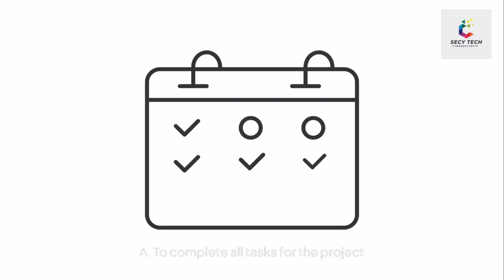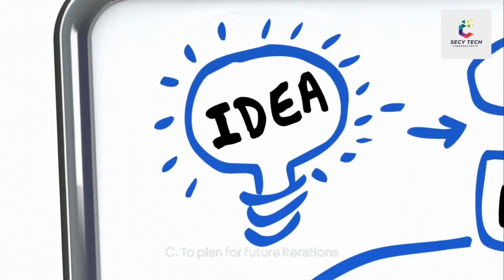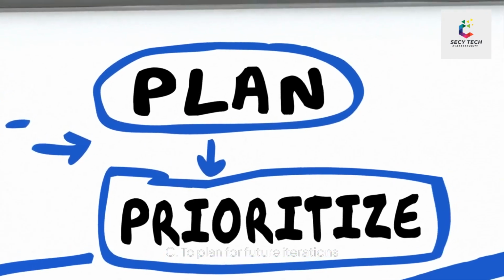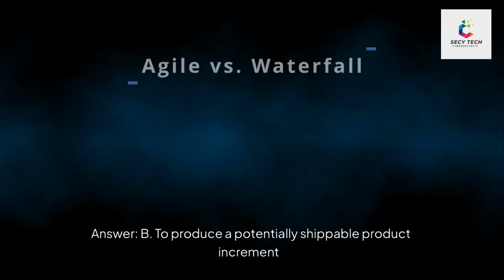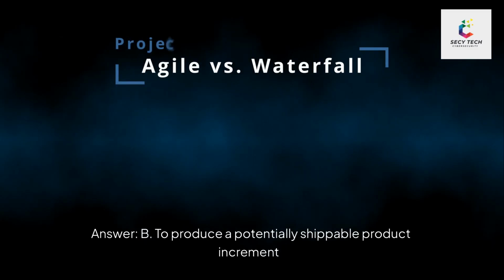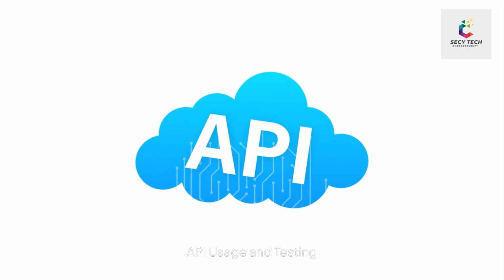Q10. In Agile methodology, what is the main goal of a sprint? A. To complete all tasks for the project. B. To produce a potentially shippable product increment. C. To plan for future iterations. D. To perform quality assurance testing. Answer. B. To produce a potentially shippable product increment. API usage and testing.